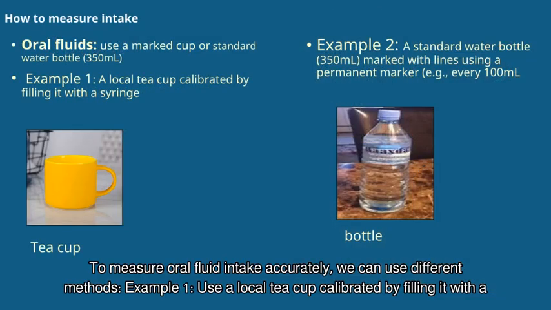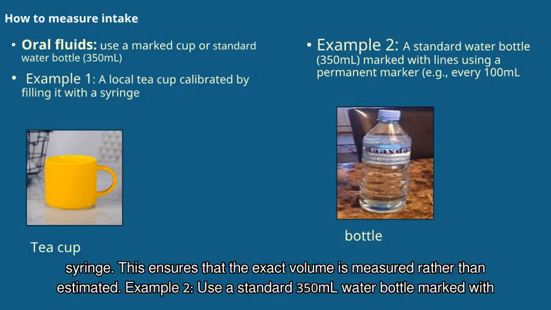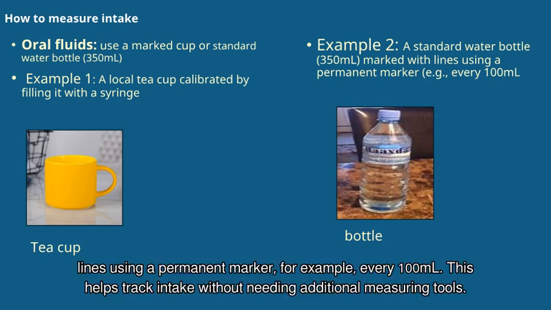To measure oral fluid intake accurately, we can use different methods. Example 1, use a local teacup calibrated by filling it with a syringe. This ensures that the exact volume is measured rather than estimated. Example 2, use a standard 350 ml water bottle marked with lines using a permanent marker, for example, every 100 ml. This helps track intake without needing additional measuring tools.